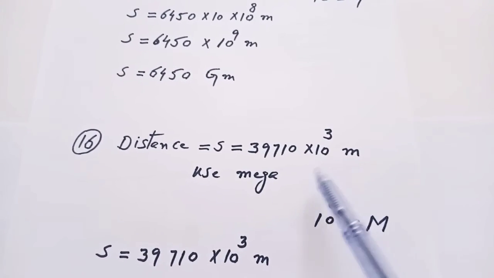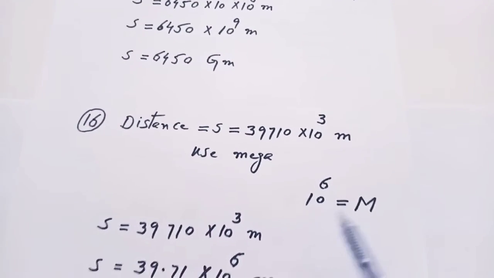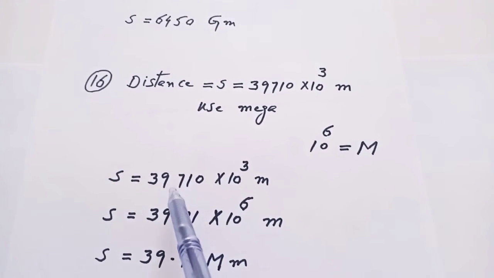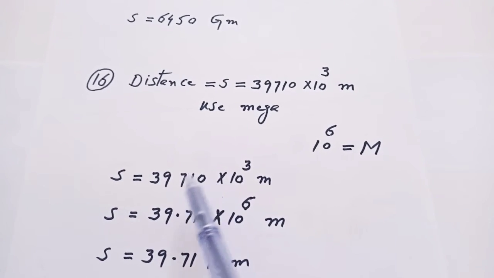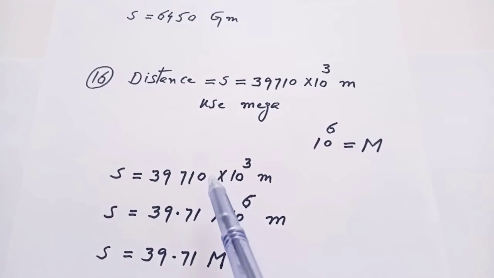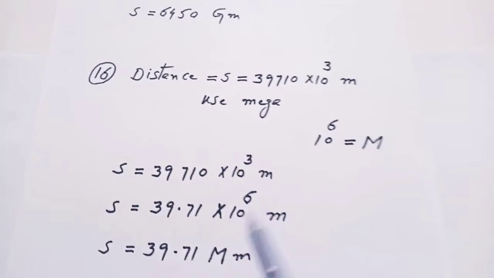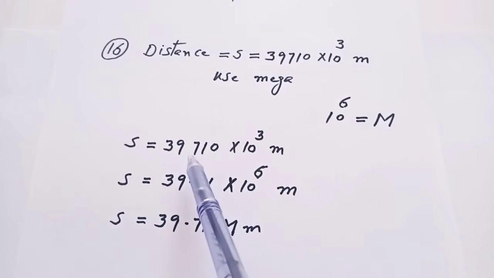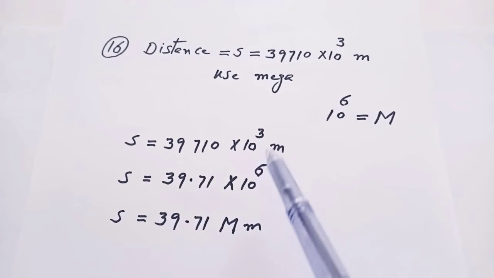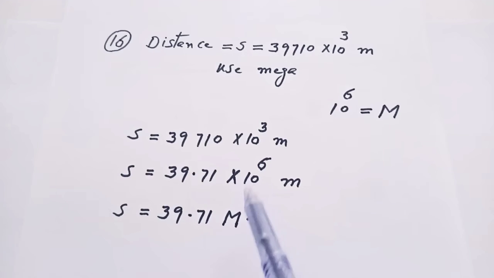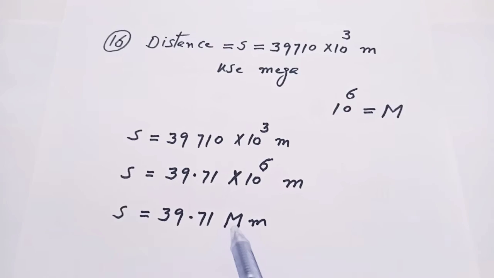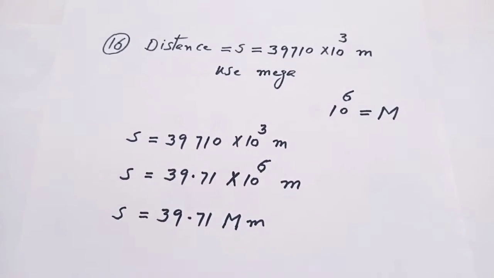Next, the distance is given in meter. Use mega as the prefix. 10 power 6 is mega. Here we shift the point through 3 digits. When the point is shifted in this direction, the power increases. When we shift the point through the 3 digits, the power will increase by 3. So the power will become 10 power 6, and 10 power 6 is mega. So here we use mega as the prefix. In place of 10 power 6 we use capital M. Capital M is the prefix.